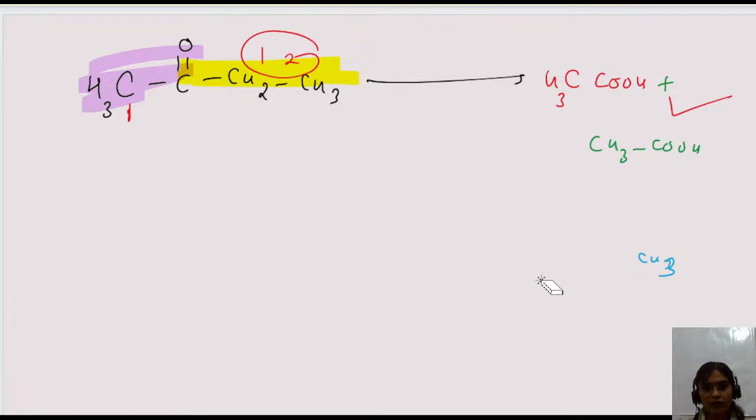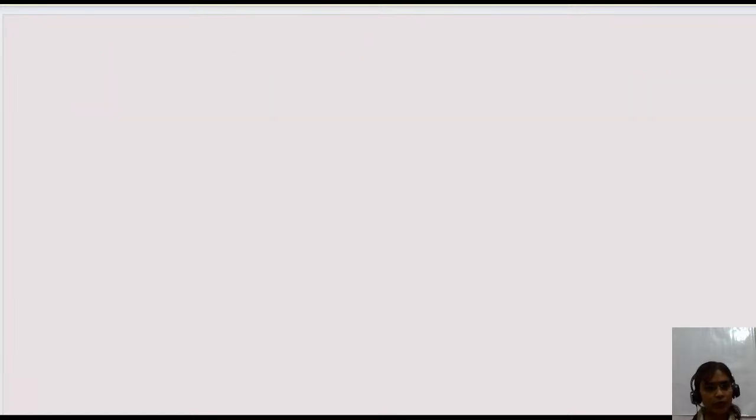So this is all for the POPs rule that I'm repeating one more time. If I have an unsymmetrical alkene, the CO always stays with the group which is smaller in size. Sorry, smaller in number of carbons. Okay, let's solve a question, everyone. I hope the topic is clear. Let's solve a question, and after that the topic will be very clear for you.